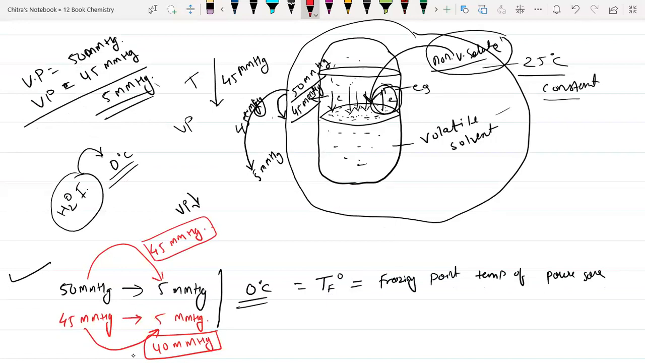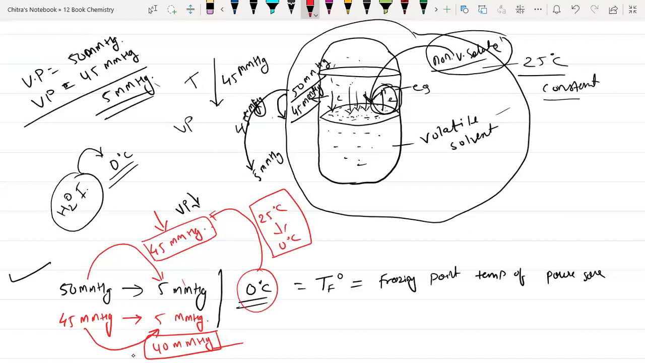Now I am going to ask you a question. Water freezes at 0 degrees Celsius. For that, we had to decrease the vapor pressure from 50 to 5 mmHg, meaning 45 mmHg, and for that we had to lower the temperature from 25 degrees Celsius to 0 degrees Celsius. That is for pure water. But what about the solution? Here we do not have to lower the pressure by 45 mmHg. We have to decrease only 40 mmHg.